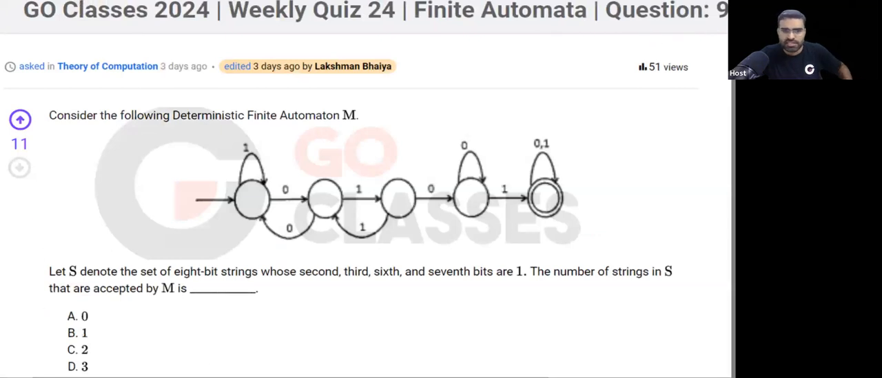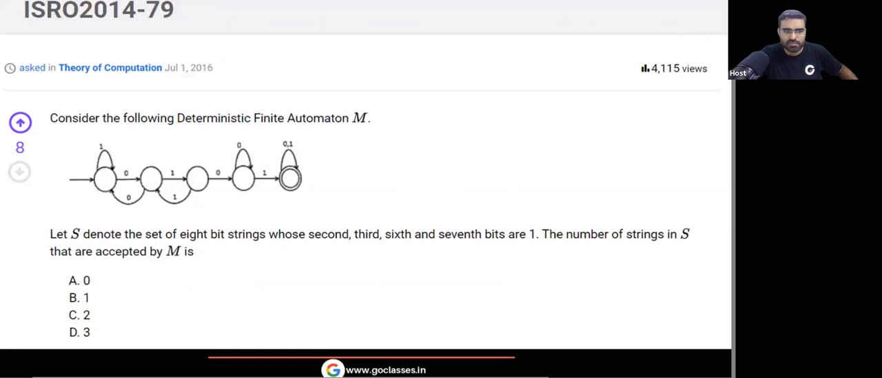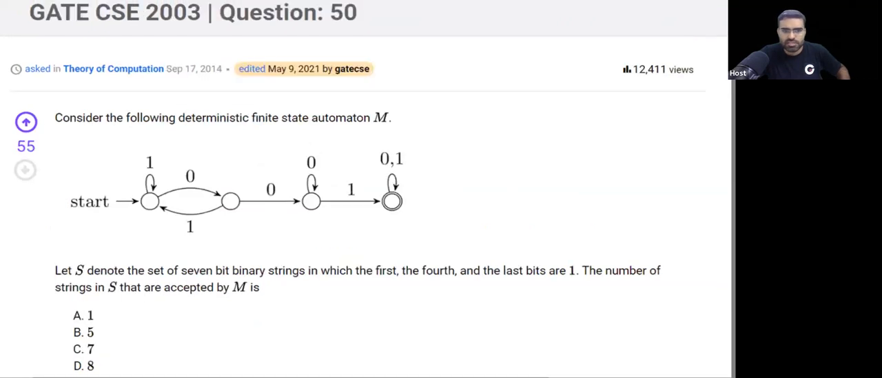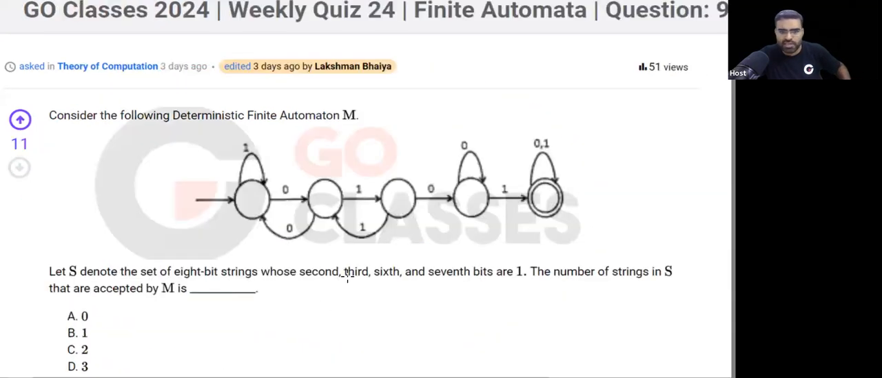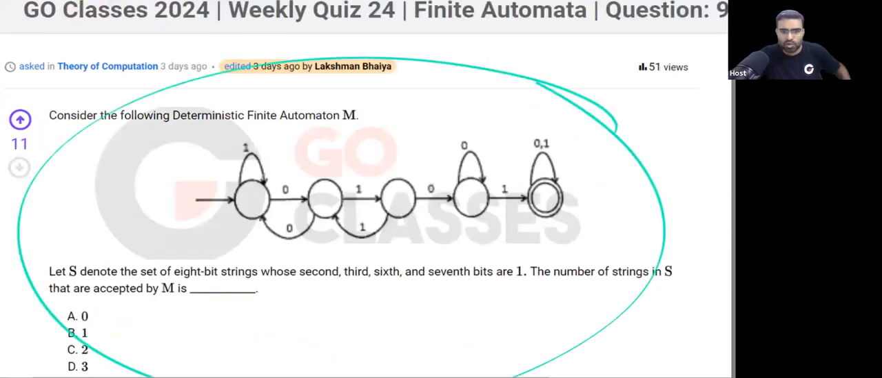So this is a very interesting question. Now let's solve it. Okay. So let's start this. A similar question has come in the GATE exam also. Similar, not exactly the same. See, this is your ISRO question. This ISRO question we have put in our weekly quiz. In our weekly quiz, the same question I have put.